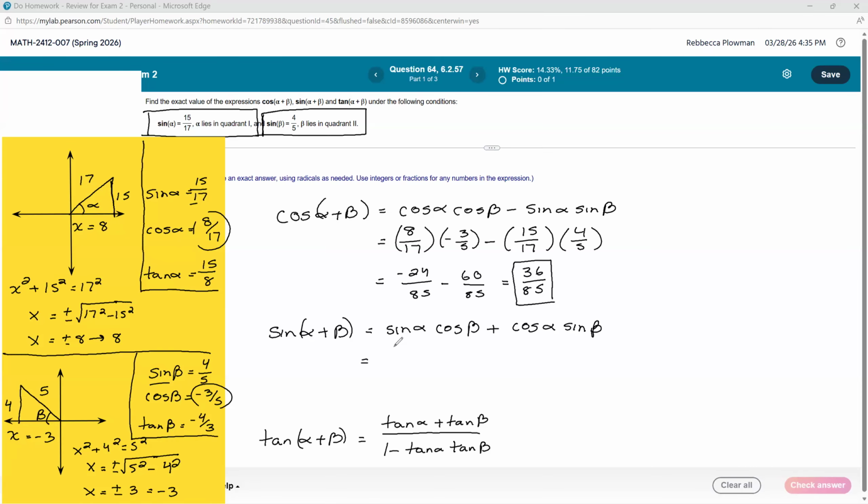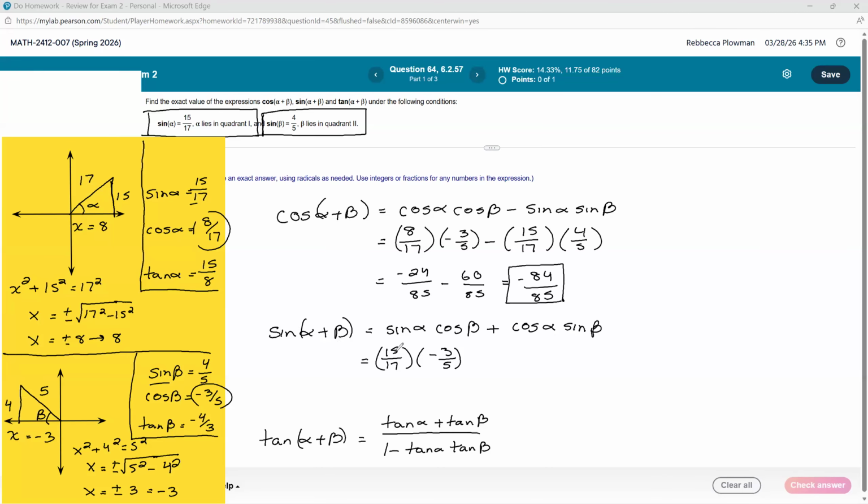Now sine alpha plus beta, sine alpha is the 15 over 17. Cosine beta is the negative 3 over 5. Oh, nope, I made a mistake back here. This was a minus and this was a minus. I thought I had a plus there. Let me go back to cosine. Negative 24 minus 60 is negative 84 over 85. So be careful of those negatives.